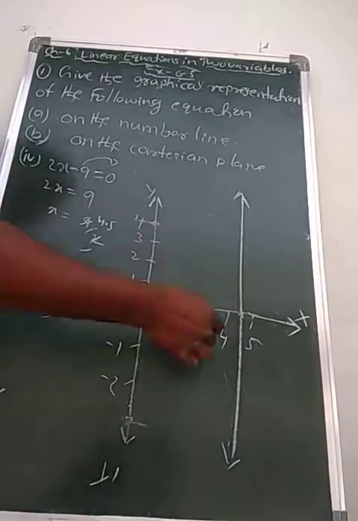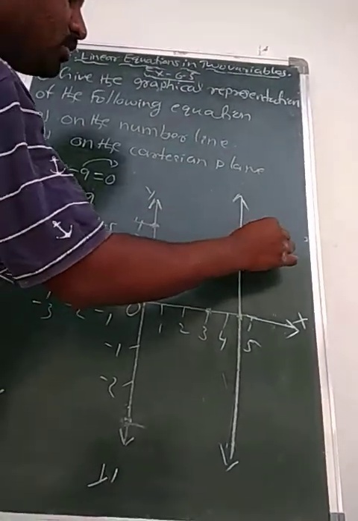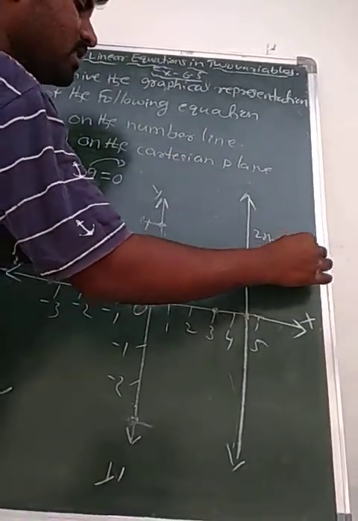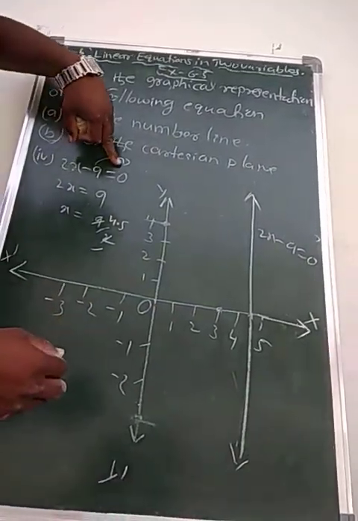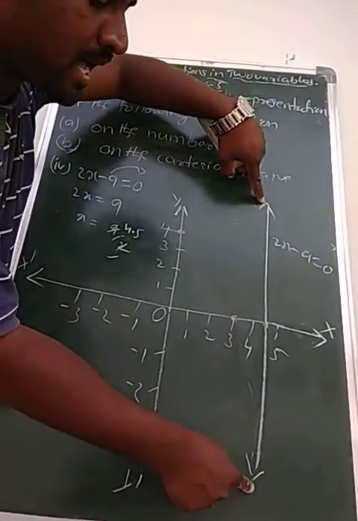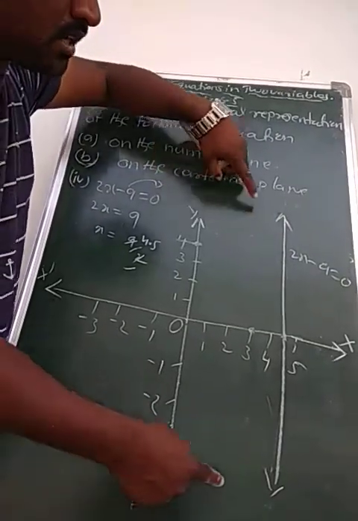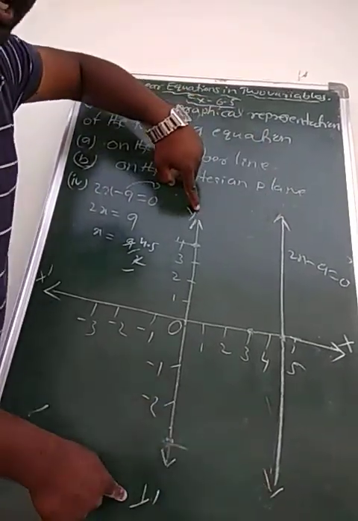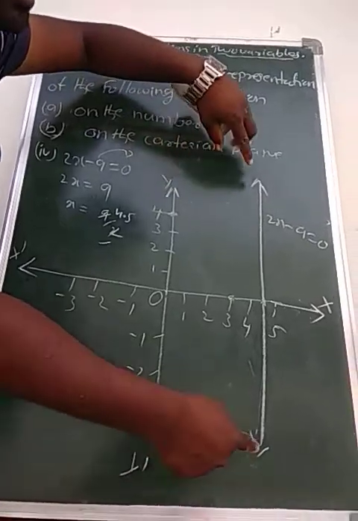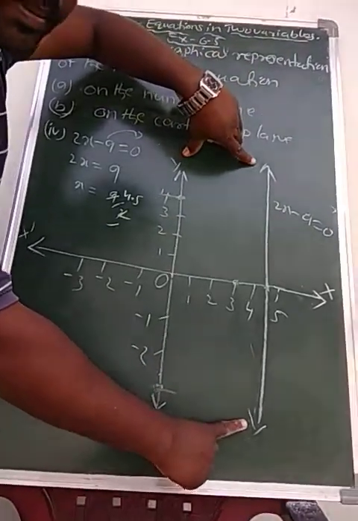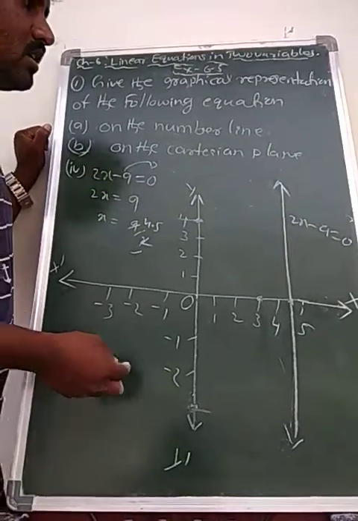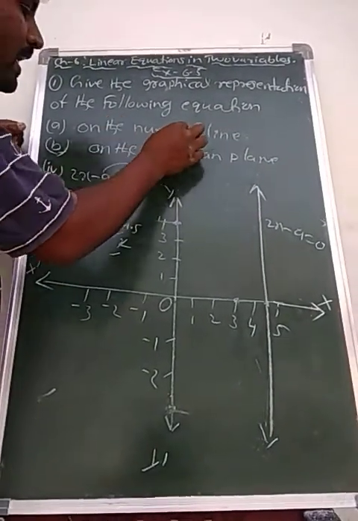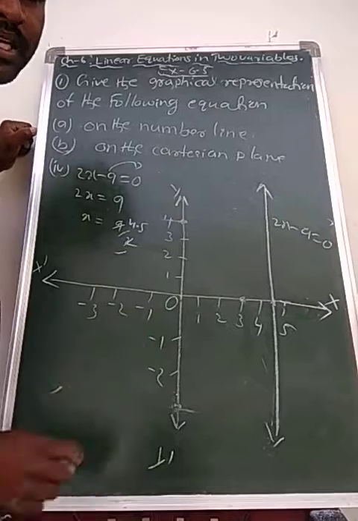Then what is the equation? This is 2x minus 9 is equal to 0. So the graph of 2x minus 9 is equal to 0 is parallel to which axis? It is parallel to the y-axis. So like this we can represent it on the number line as well as on the Cartesian plane.